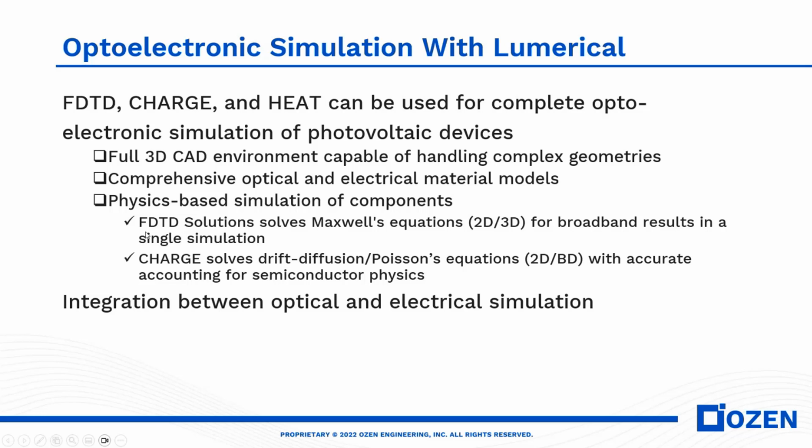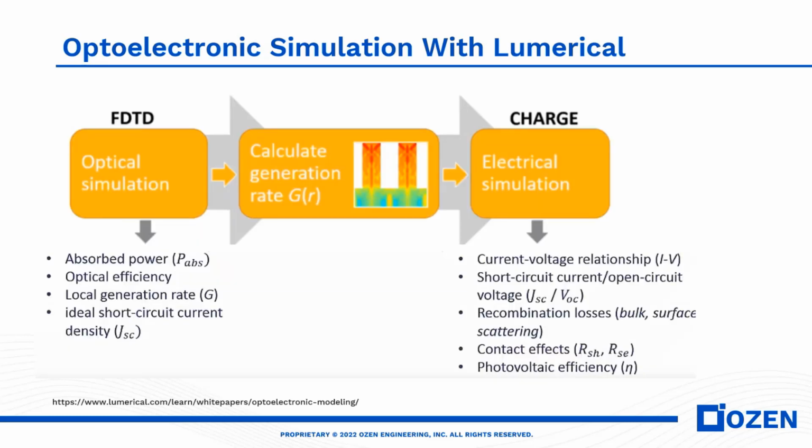So what is the physics behind the FDTD? FDTD solves the Maxwell equations for broadband results in just one single simulation. And the charge solver solves the drift diffusion and Poisson equations, both 2D and 3D. So there is a good integration between the optical and electrical in the numerical workflow. How can we start in the solar simulation?